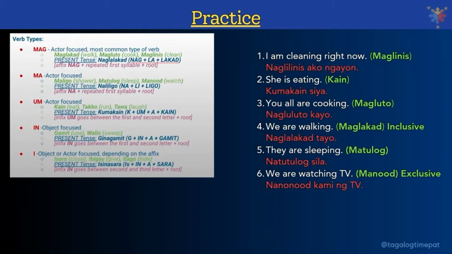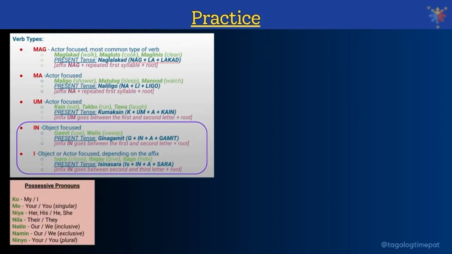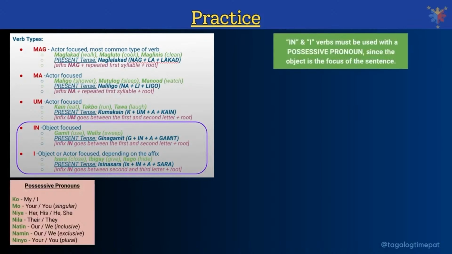If you look closely, you'll notice that all of these examples are mag, ma, or verbs. That is because they are all actor-focused, meaning you can use a subject pronoun like we were using. However, if you want to use an in or e verb, now you have to actually use a possessive pronoun. And the idea here is that for in or e verbs, since the object is the focus of the sentence, it's almost like you are in possession of that object, so you have to use these possessive pronouns.